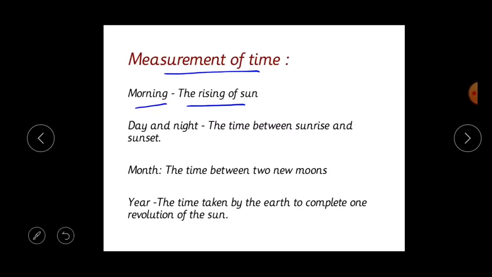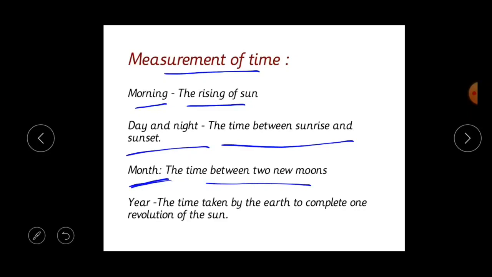So they found that the sun rises every day in the morning. The time between one sunrise and the next was called a day. Here, day and night, they used to calculate by the time between sunrise and sunset. Next, month. A month was measured from one new moon to the next new moon. That is one month.